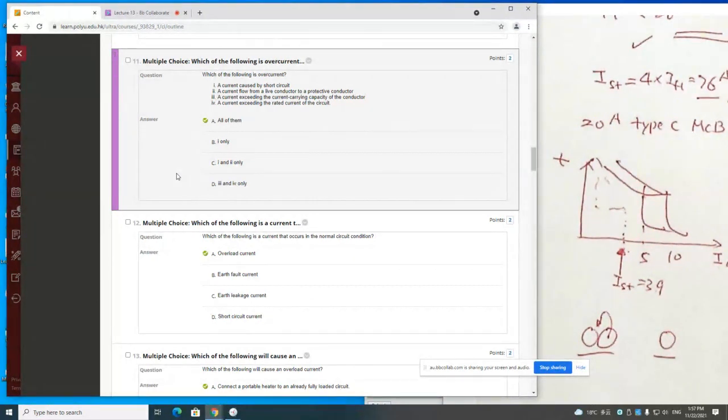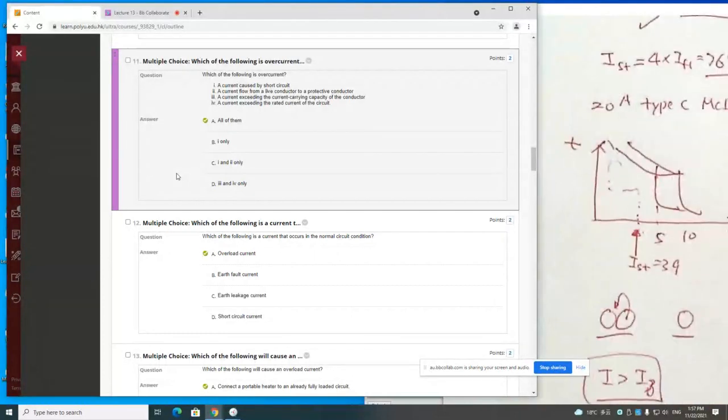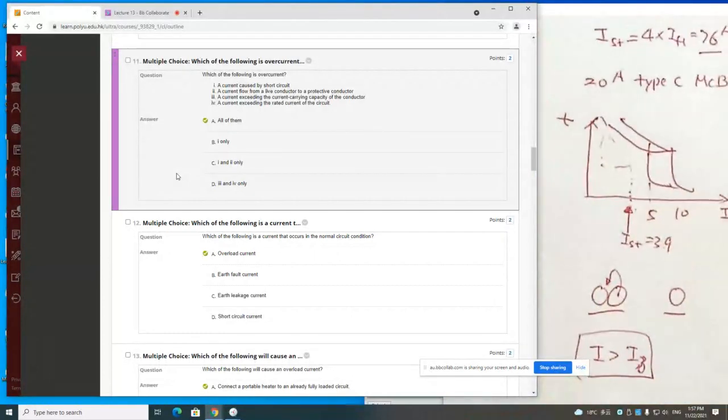A current exceeding the current carrying capacity of the conductor, that means the current is greater than IZ, is overcurrent. It's also a short overload current, but certainly it's an overcurrent. A current exceeding the rated current of the circuit is again considered overcurrent. Any current greater than the current rating of the protective device is also considered overcurrent. So the answer is A.